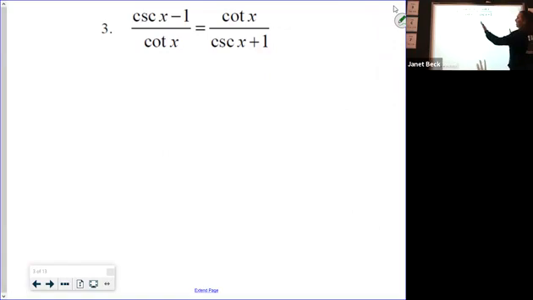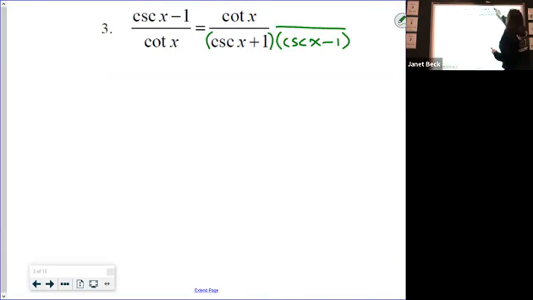So I could use either the left or right side. I'm going to use this one just because I've got more room to write it. So I'm going to multiply that by cosecant of x minus 1 over cosecant of x minus 1. So it's perfectly valid math because all I've done is multiply by the number 1. So let's sort that out.